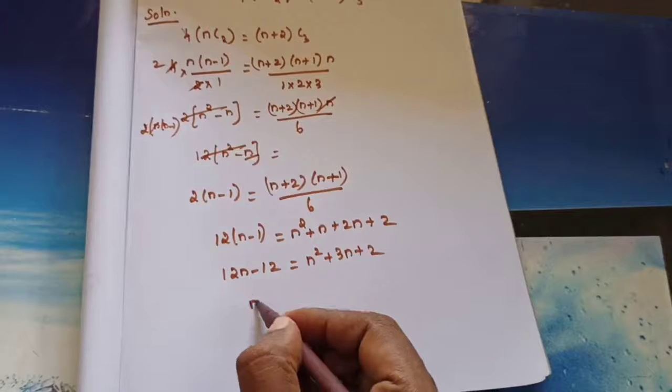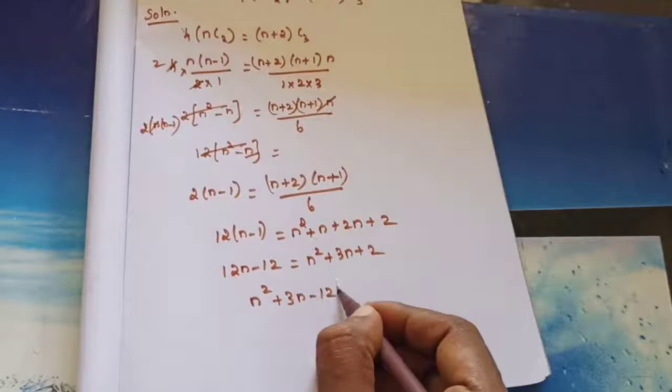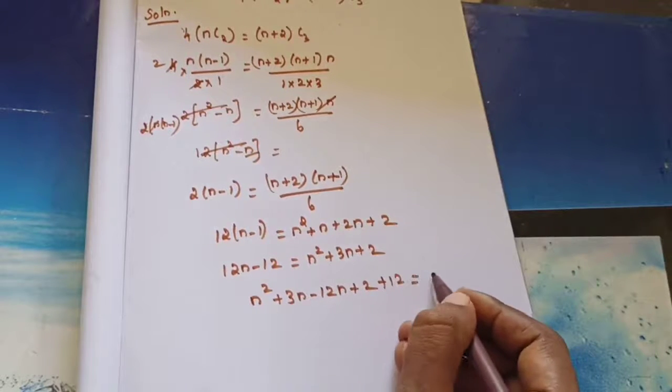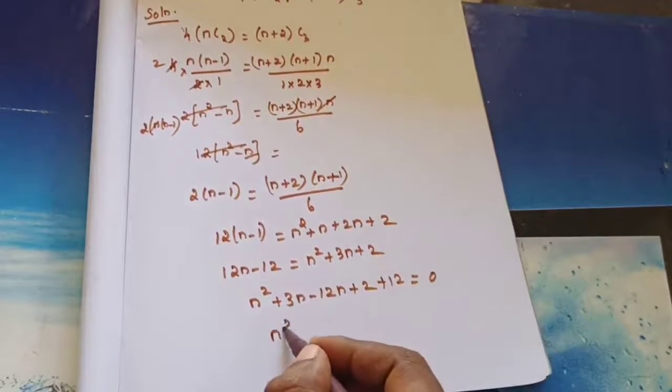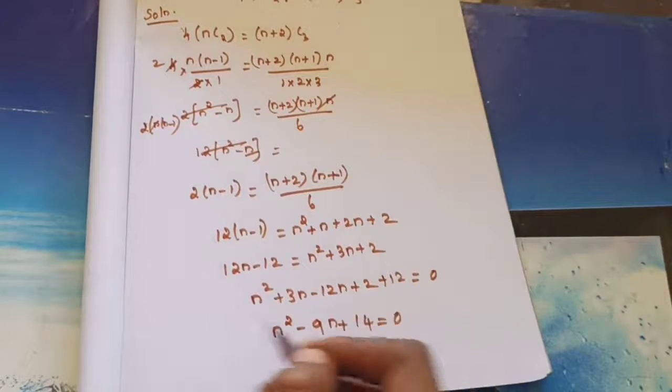Bring everything to one side, n square plus 3n. This one if you bring here, minus 12n plus 2. This one if you bring here, plus 12 is equal to 0. So you will get n square minus 9n plus 14 is equal to 0.